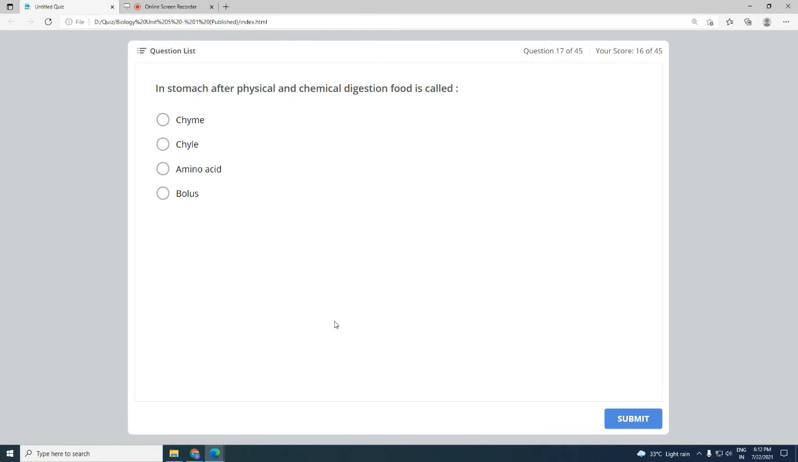17th question. In the stomach, after physical and chemical digestion of the food, what is it called? Chyme, chyle, amino acid, bolus. The right answer is option A, chyme.